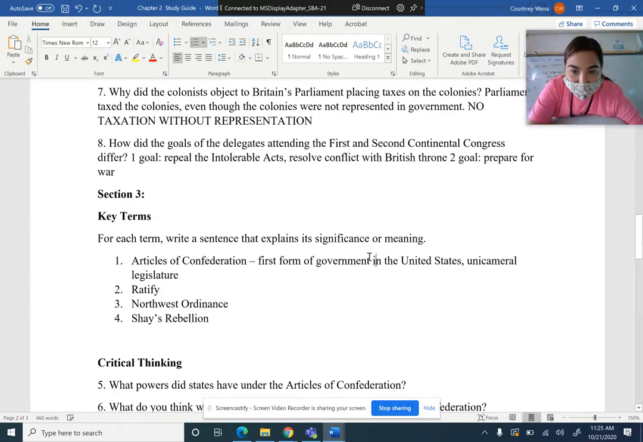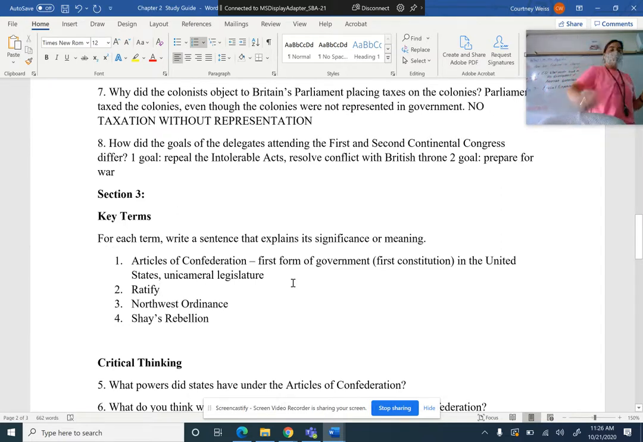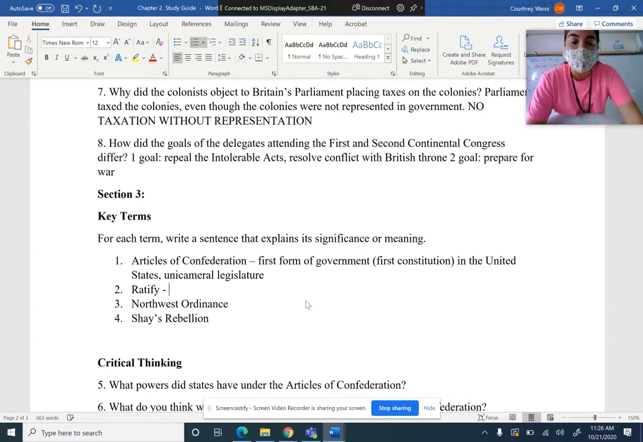And you know what? You're right, Jasmine. It is considered like the first constitution. It's just not the one that we end up with. But Claire? It's the approving of rule. To ratify means to approve or pass a law.